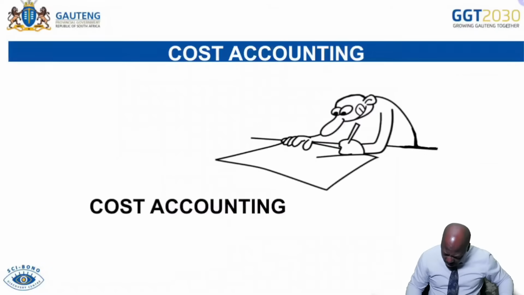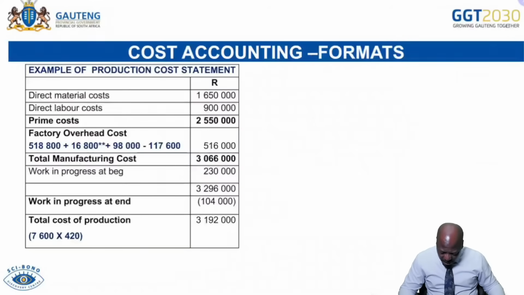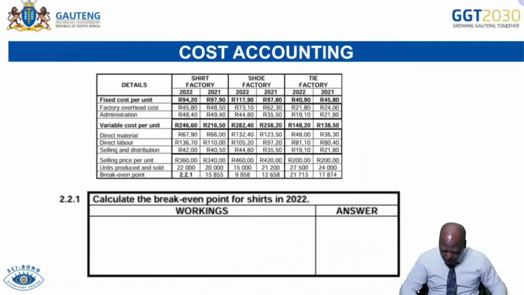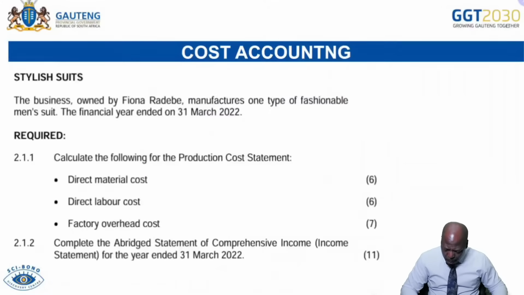Welcome back. I'm going to be doing cost accounting now. Here's an example of the production cost statement. Very key that you know your formats. Here's an example of the abridged statement of comprehensive income. Very key that you know the format as well. And I want to encourage you to be able to do several calculations, even calculations that pertain to break even.